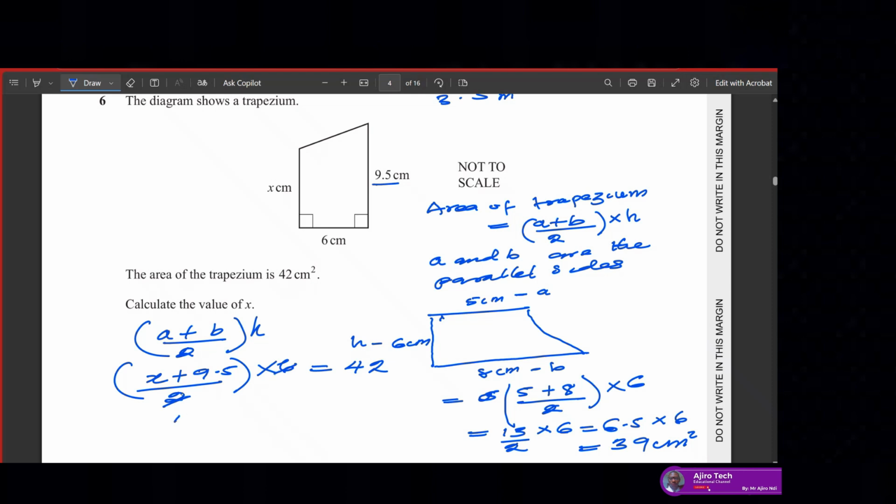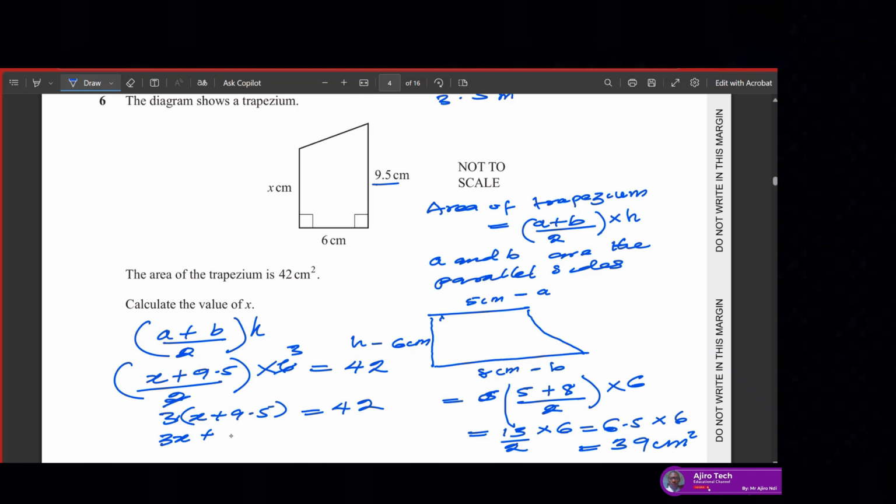So we can now say 2 into 6, we have 3, right? So we have x plus 9.5 times 3 equals 42. Is this clear? So we could open this bracket and say 3 times x is 3x, then plus 3 times 9.5. If you're opening that bracket, the 3 affects both x and the 9.5 that is there. So we have 3x plus what?